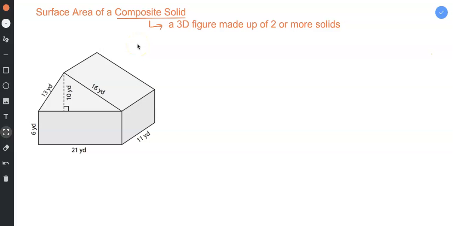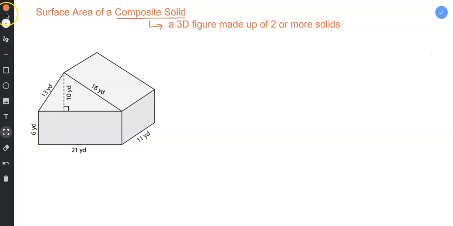In this video, we're going to be finding the surface area of this composite solid. Remember, a composite solid is a 3D figure made up of two or more solids. At the bottom here, you'll see that there's a rectangular prism, and at the top there's a triangular prism, and together that makes our composite solid. To find the surface area of the entire outside of this solid, we have to find the area of each individual face and then add those areas together.